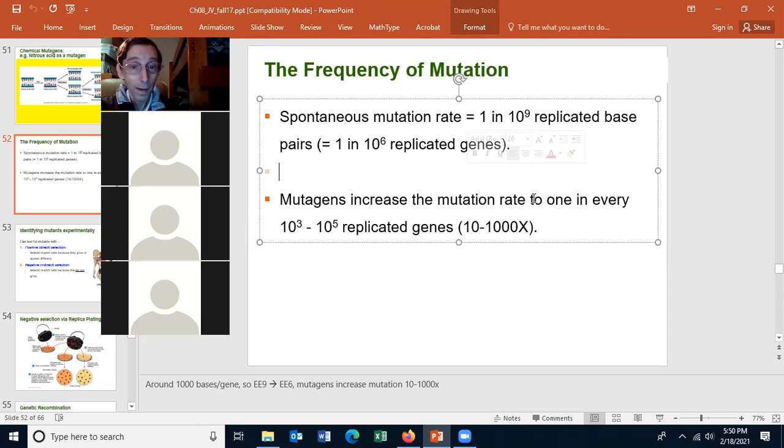All right. Mutagens increase the mutation rate. You may increase the mutation rate 10 times. You may increase it by 1,000 times. So it increases the mutation rate instead of 1 in 10 to the 6 replicated genes, to 1 in 10 to the 3 to 1 in 10 to the 5th replicated genes. Any question about that?